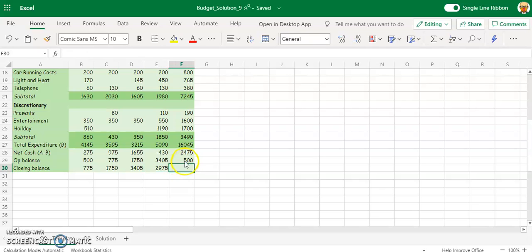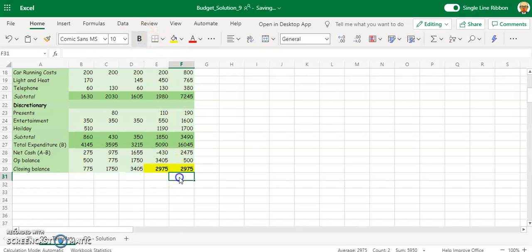Now this is our total column. So our net cash plus our opening cash, the figure we get here should be the same as our closing cash for April. So 2,470 plus 500. So the two of them are the same. So we know we've done the budget correctly. When these two figures are the same, you know the budget's correct. And that's how you answer the third part of your household budget, the net cash.